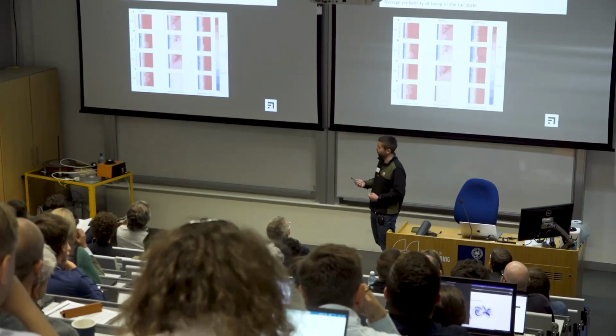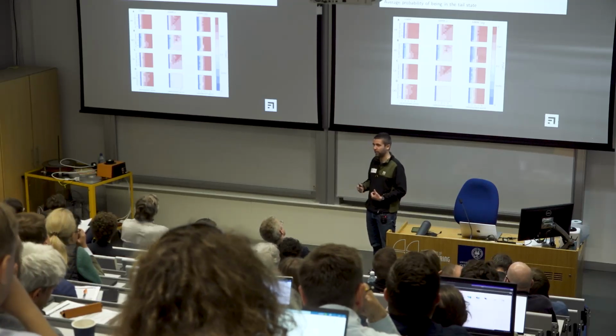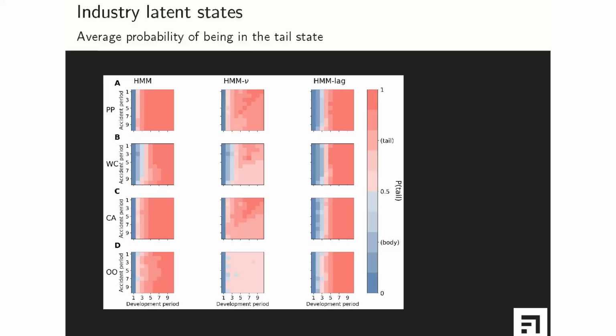And we can also look at things like the average probability of being in the tail state by different lines of business, which is helpful for some domain-specific knowledge and validation of the model. So here you see different heat maps. These are the triangles that you saw at the start, but obviously with the lower diagonal filled in with predictions. We've got the body in the blue and tail in the red, and the intensity of the color is more likely to be in that particular state.